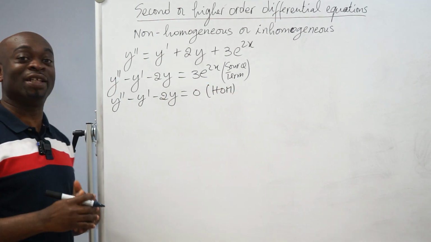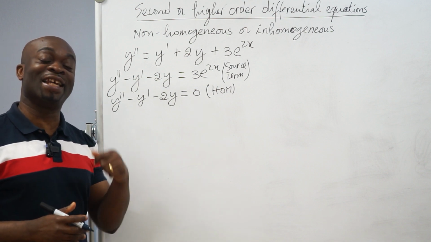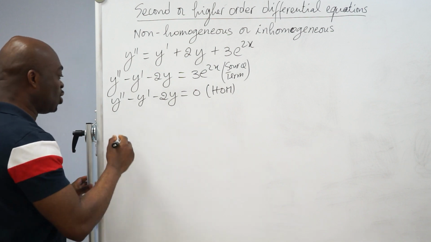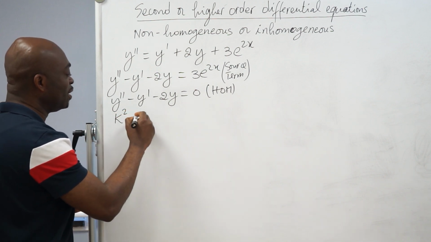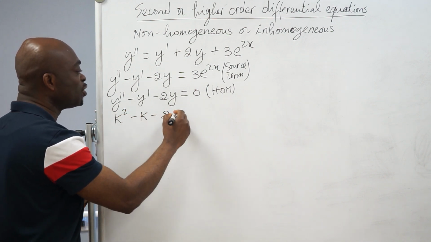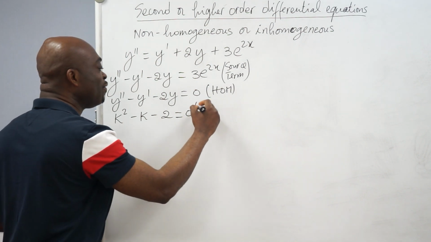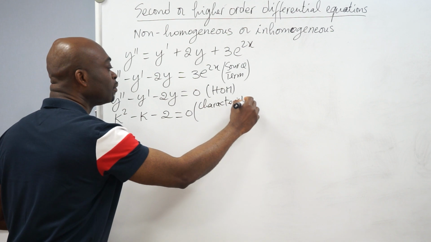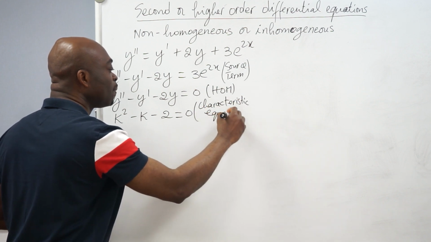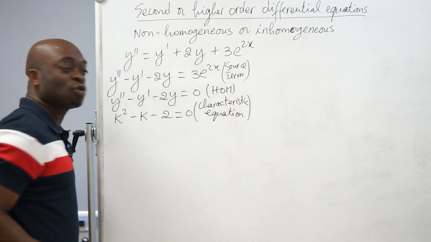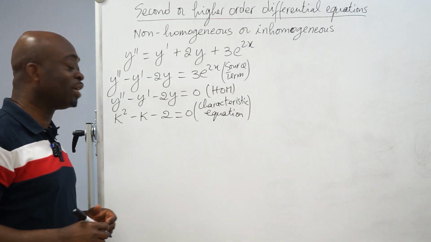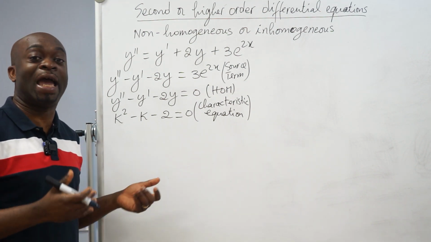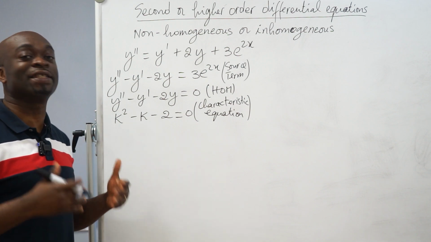So now how do we deal with the homogeneous equation? We turn it into a characteristic equation, all right? So let's go again. We have k squared minus k minus 2 equals 0. So we have here our characteristic equation. So far, so good? All right. So this is what we have now. The k could have been a z, could have been an m or anything else. It's just that in this case, we're using k.